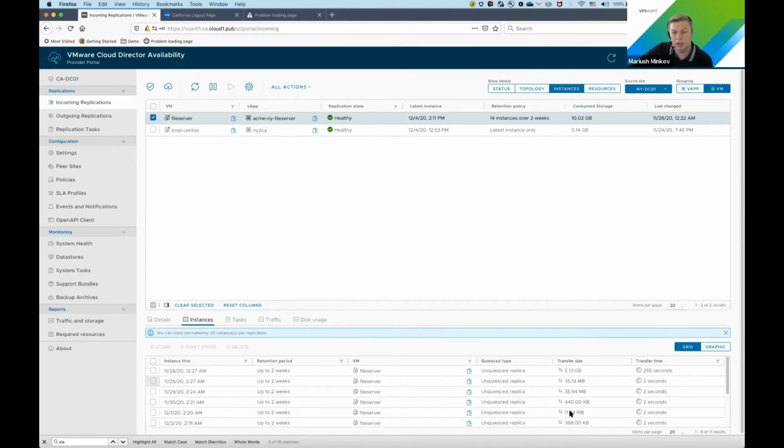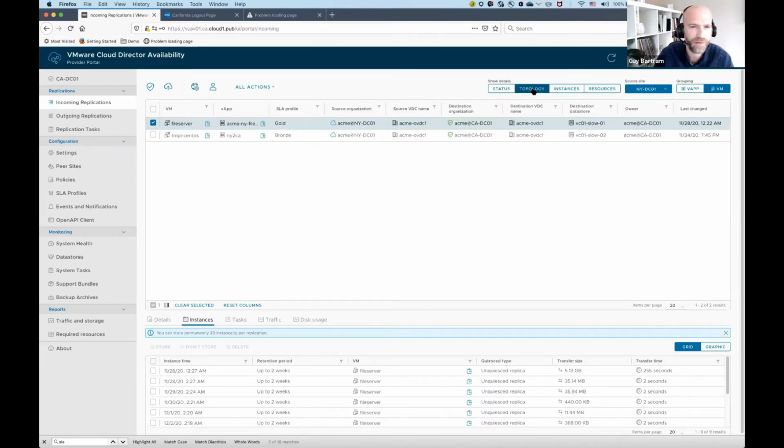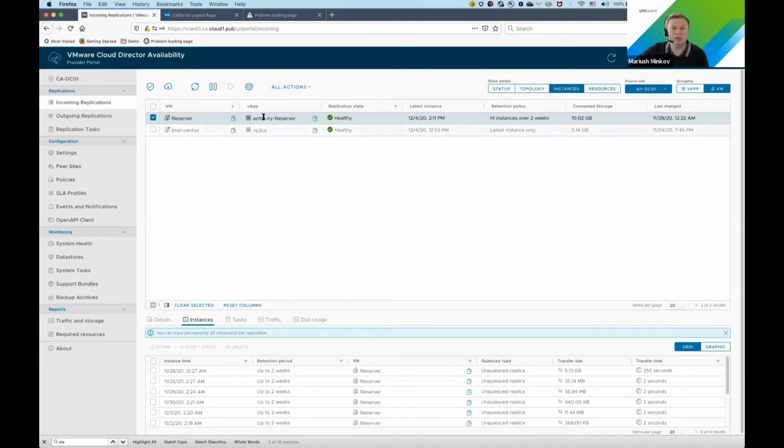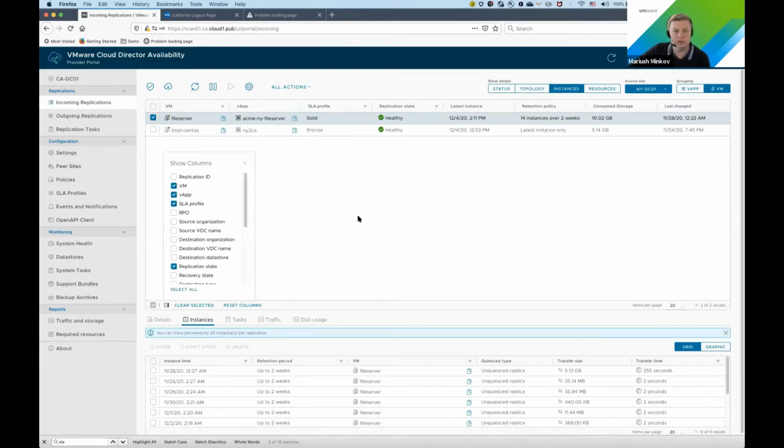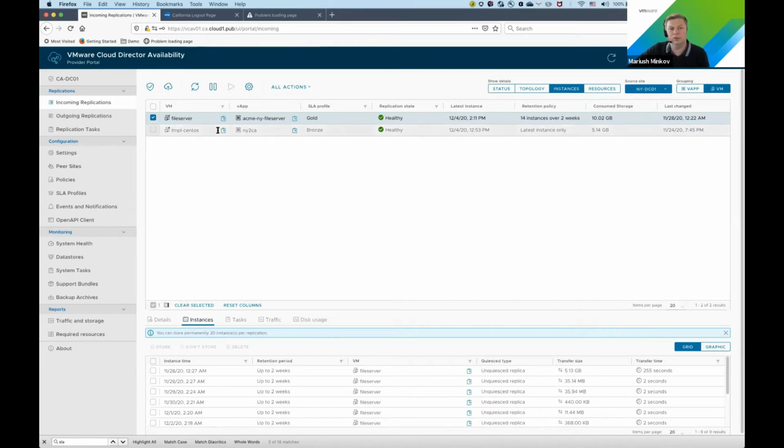Sorry, again, can I see the SLA profile that's being used on there? Is that only available in, oh, okay, so that was actually a VM we're looking at there, right? Okay, that makes sense. It's available in any of the views, so you can just add it in any of the views you want. So we have a gold SLA profile for the file server application.